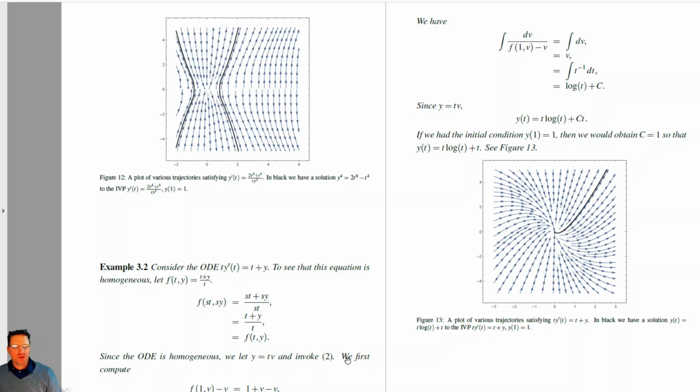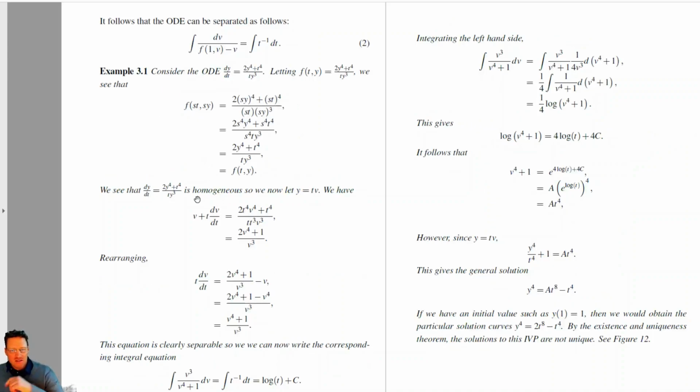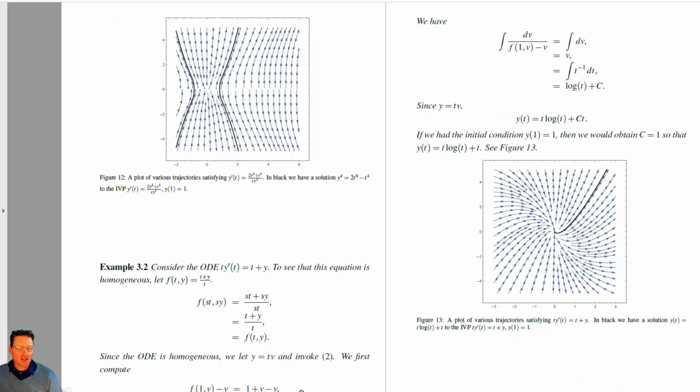So we first want to compute what is f of 1 comma v minus v, because remember this is the denominator that we have here in equation 2. So we'll calculate that in this case. So f of 1 comma v will be just subbing in 1 for the t. So 1 plus y over 1, which is 1 plus y. But y is equal to t times v, and we've got 1 in for the t. Okay, so 1 plus v, and then take away the v, which just gives us 1, which is very, very simple there.